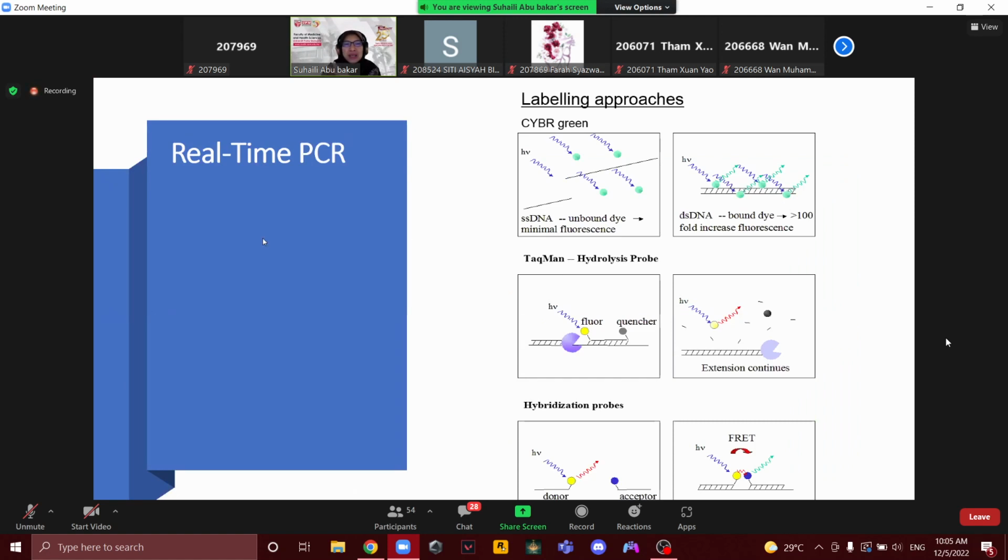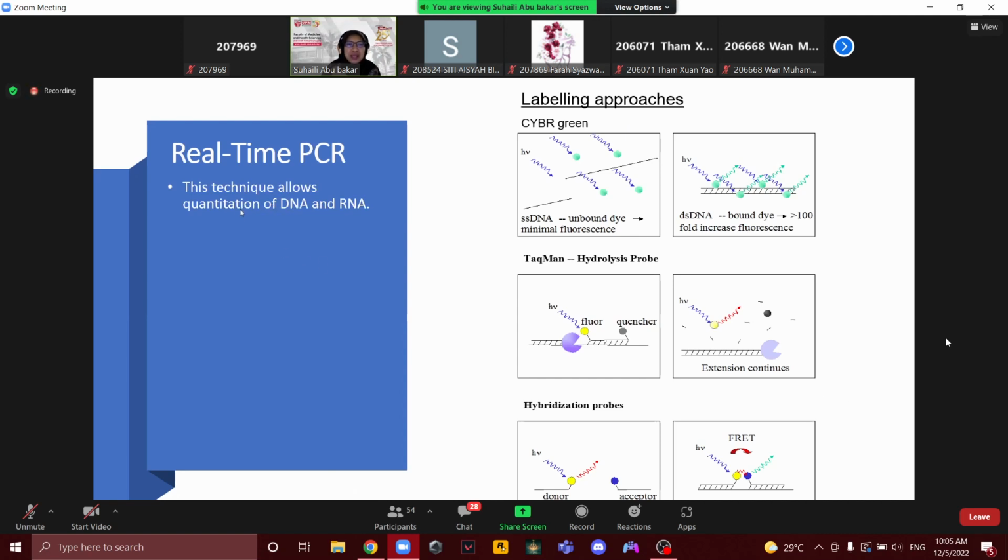It depends on the labeling approach. Labeling approach means inside the reagent, there is something, they use the probe. Besides the primers, we add another reagent, which is the probe. So this probe is labeled with a fluorescent. The type of labeling can be SYBR Green, it can be TaqMan, it can be hybridization probe. TaqMan falls under the hydrolysis probe type, and then hybridization probe type, and SYBR Green is the direct probe type.